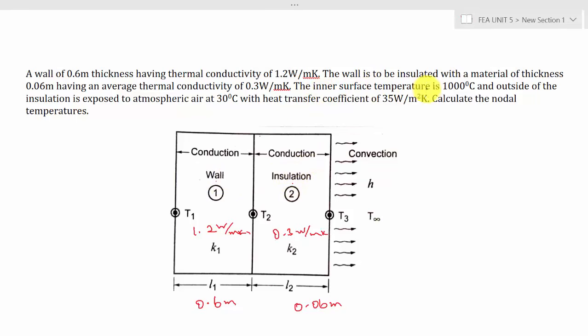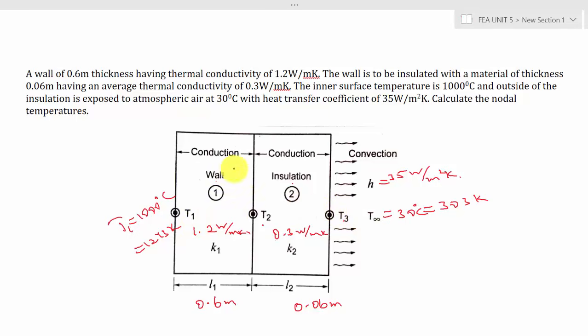The inner side temperature is 1000 degrees Celsius. So T1 is equal to 1000 degrees Celsius. Convert it into Kelvin, it is 1273 Kelvin. And the outside insulation is exposed to atmospheric air at 30 degrees Celsius. So T alpha is equal to 30 degrees Celsius, that is 303 Kelvin. With heat transfer coefficient, H value is given. So this is 35 watt per meter square Kelvin. Calculate the nodal temperature. So we have to find out T2 and T3.